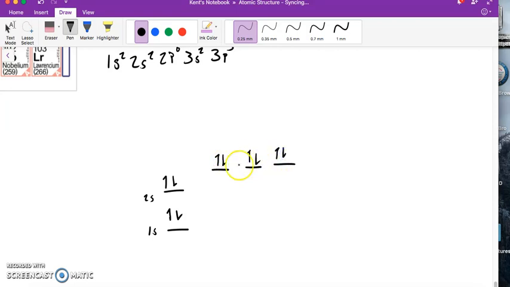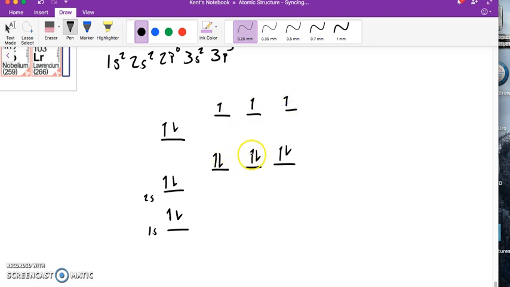And I've filled those incorrectly. Those fill one at a time. I'm going to redo that just so I don't instill a bad habit in you. So these fill one at a time like this. I apologize. Okay. It's got both of the 3s electrons. And it's got 3 of the 3p electrons.